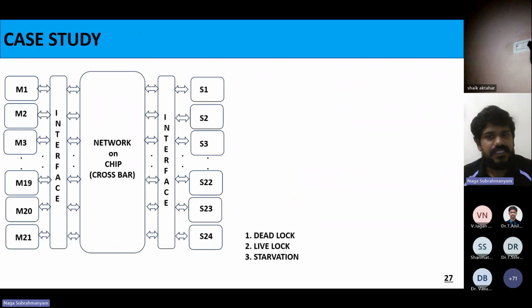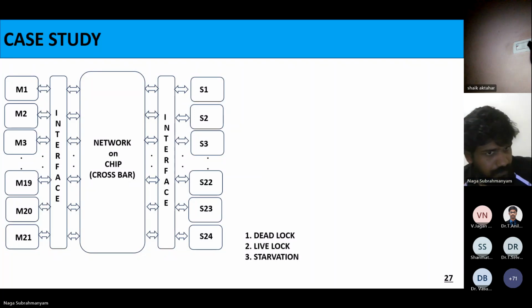So this is a simple scenario of verification. There are 21 masters, meaning 21 IPs, and 24 IPs on the other side. All are connected with this chip. This is my previous project. Here I verified whether this NoC is doing things properly or not. So can somebody please tell me what are the various things I can cross-check on the chip?